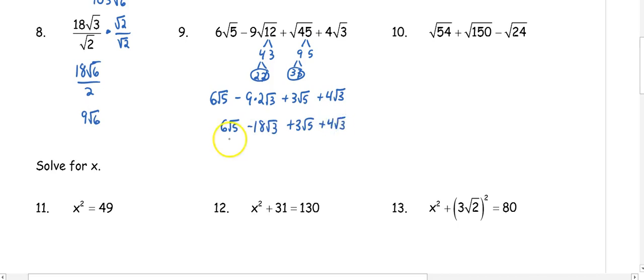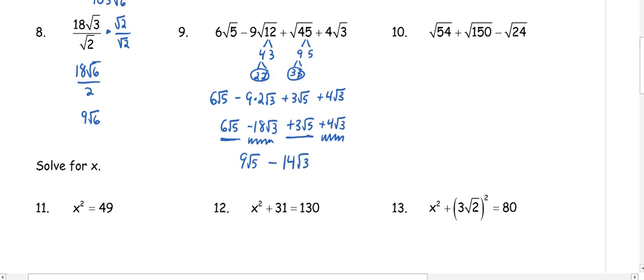Numbers that have the same thing under the radical, so 6 root 5 and 3 root 5 can combine together by adding the coefficients, so 6 plus 3 is 9 root 5. And then we have negative 18 root 3 plus 4 root 3, which gets us minus 14 root 3.